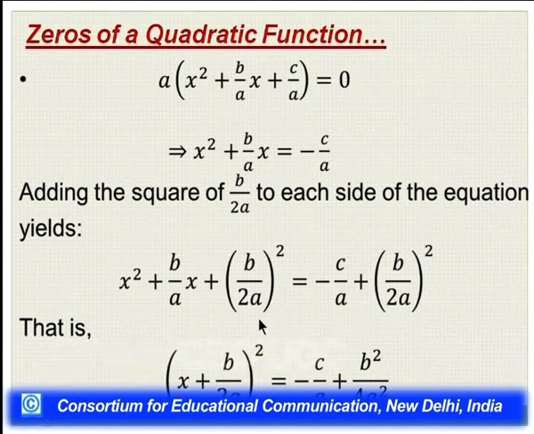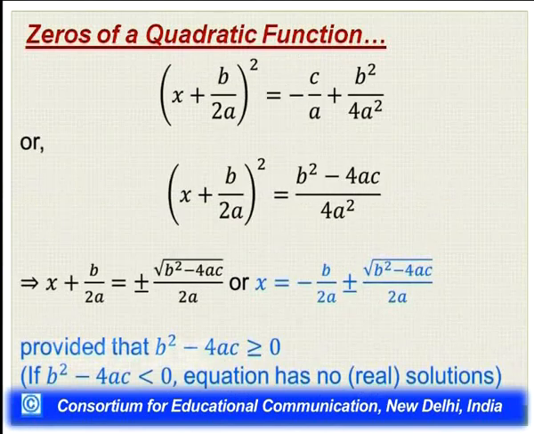Okay, so now if you notice here, the left hand side can be written as a perfect square, which is x plus b by 2a the whole square is equal to minus c by a plus b square divided by 4a square. Now I can manipulate the right hand side. If I take the LCM, it is going to be 4a square, and in the numerator I will get b square minus 4ac. So my equation now becomes x plus b by 2a the whole square is equal to b square minus 4ac divided by 4a square.